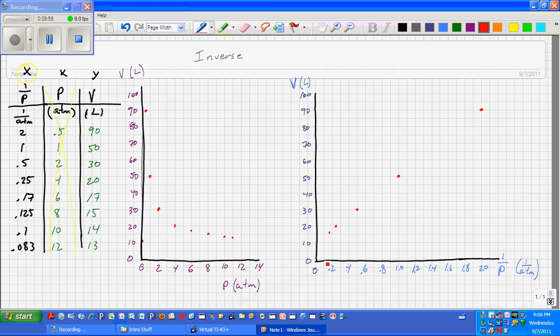And then 0.125 is going to be right in there somewhere, and 15 is right there. So these guys are starting to pile up a little bit. 0.1 and 14 is right there. And then 0.083 is going to be somewhere in this neighborhood, and 13 is somewhere right in there. Anyway, this guy is really piling up there. So I've got a line that I'm going to put through this. That is a nice straight line.